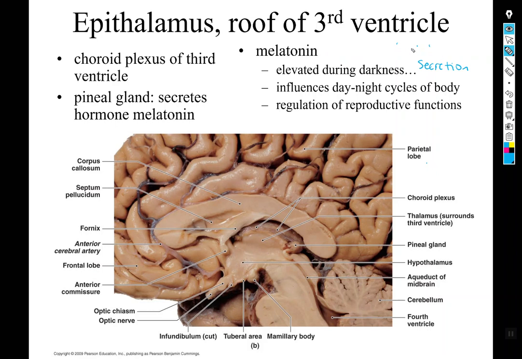Melatonin also acts on other parts of the brain to regulate reproductive functions, but we don't really have time to go into that much here. However, melatonin's influence on reproduction was the core of my entire graduate work, so if you happen to find yourself curious about that, feel free to ask me outside of class.